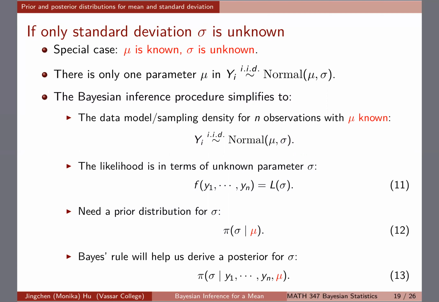Okay? So everything still follows very similarly. Starting from equation 11, we focus only on sigma, not on mu. Mu is given, so mu is known. The likelihood function is a function of sigma. The prior distribution is for sigma. Mu is given, so it goes after the conditional sign. And then the Bayes rule helps us get a posterior for sigma, given the data and mu. So see the similarity, it's very similar to what we did before, but we're switching the places of sigma and mu.